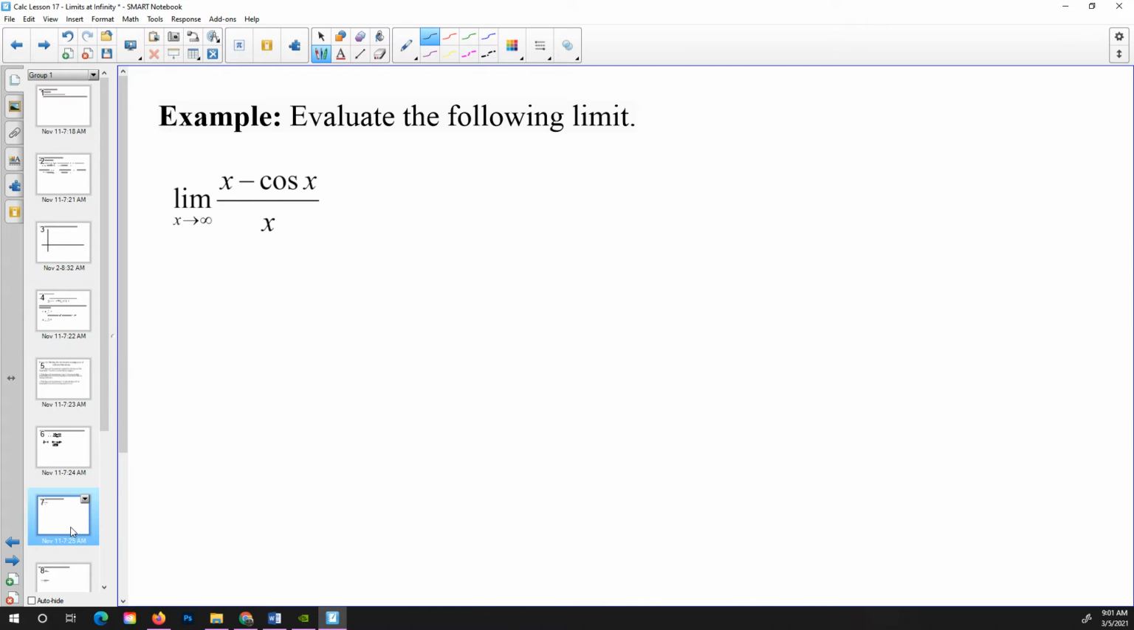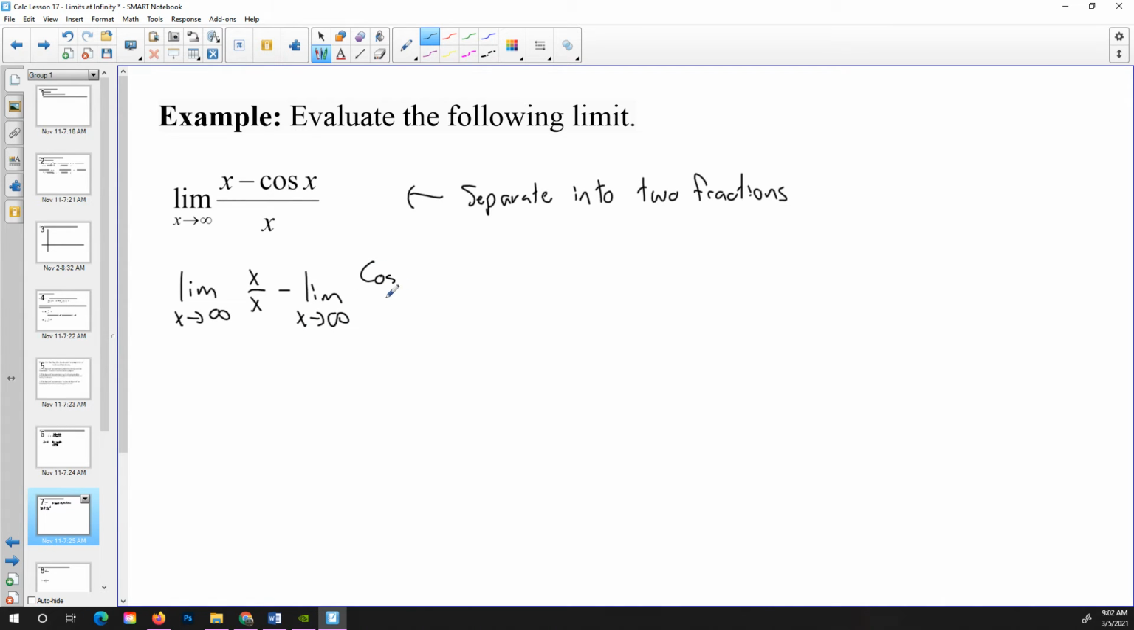Next example, evaluate the following limit. So we want to evaluate this limit, but the first thing that we want to do is separate this into two fractions. And so I have the limit as x goes to infinity of x over x minus the limit as x goes to infinity of cosine x over x.